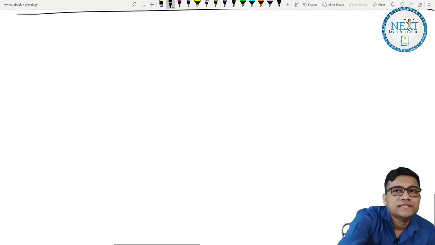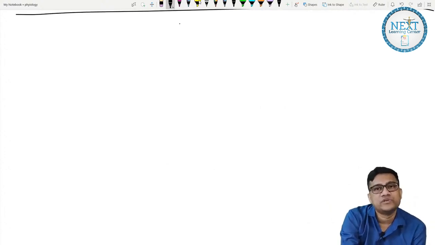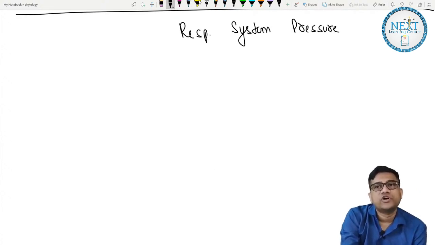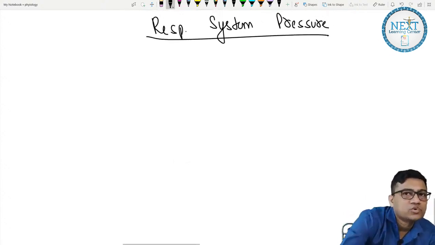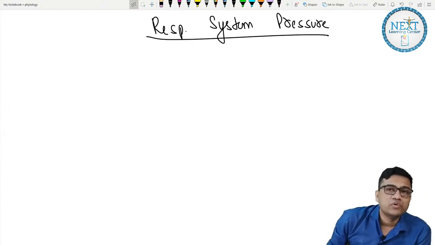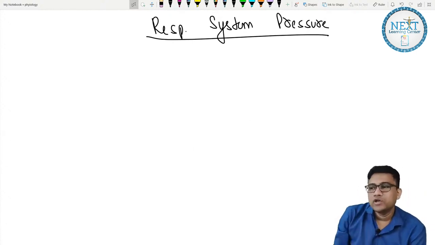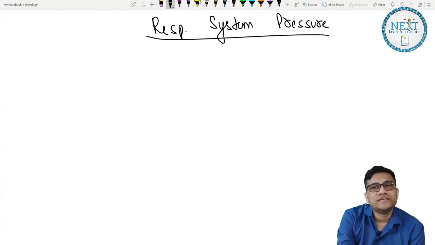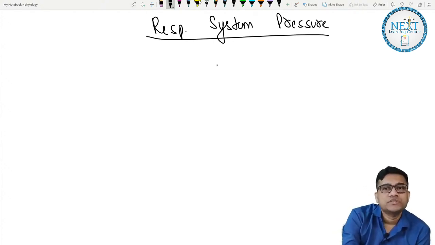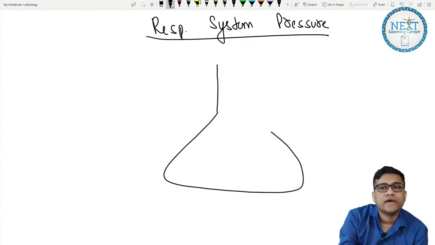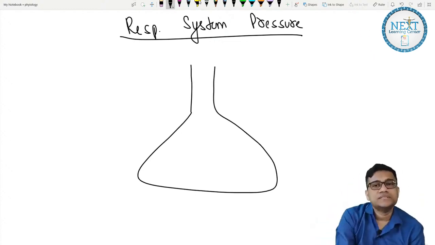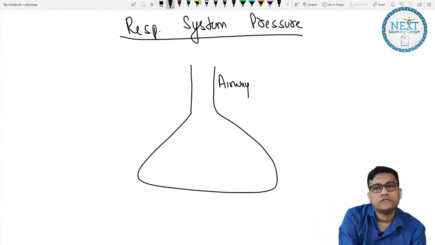Now we will see the pressures. Respiratory pressures. One question came from this topic: pneumothorax. If you remember, a pneumothorax question was there in the exam. Yes or no? Okay, so let's start. First, what are the system pressures? This is the lung, this is the airway, and the alveoli. And first question. This is the airway, and this is the alveolar or pulmonary cavity.